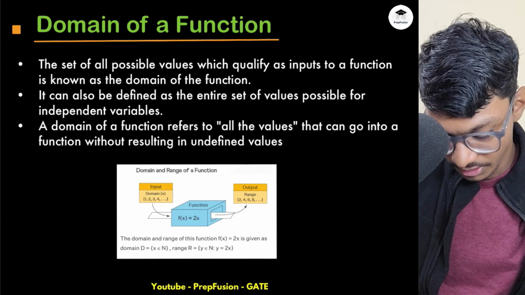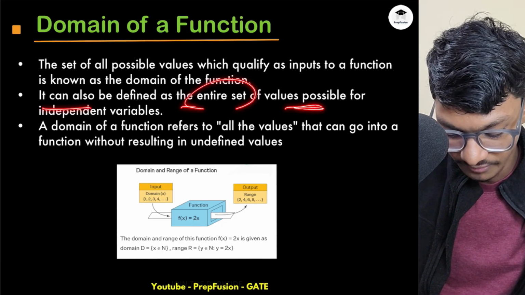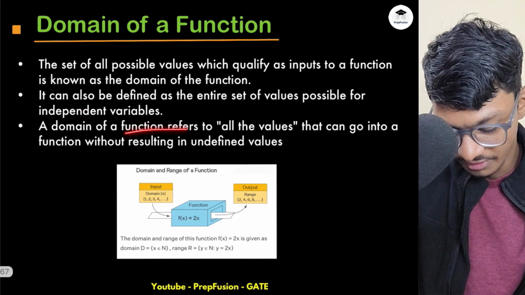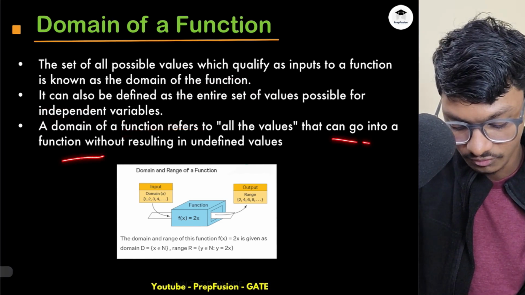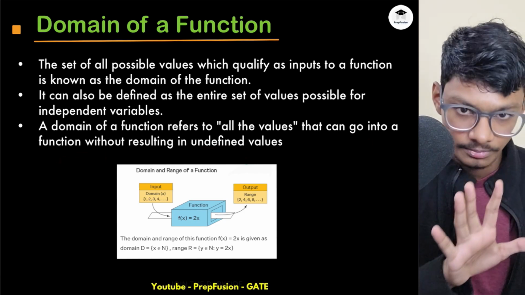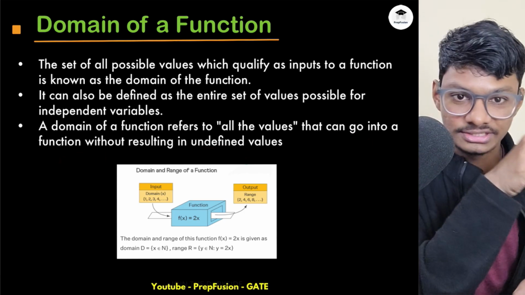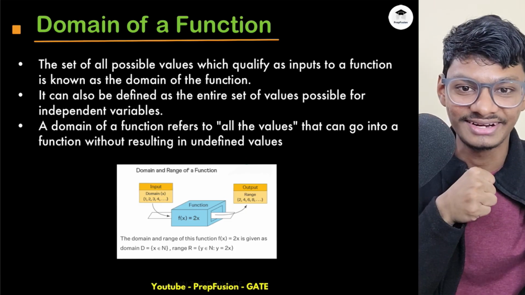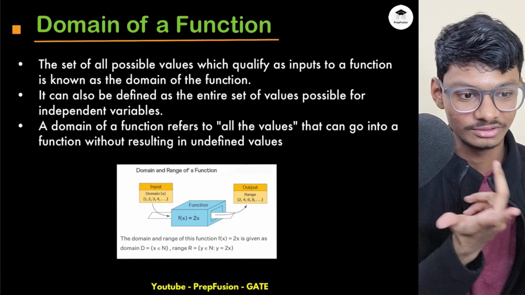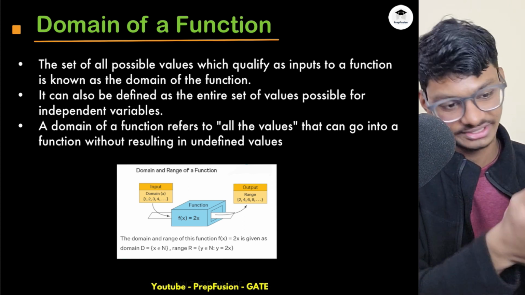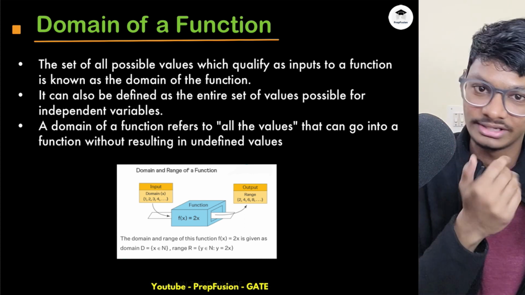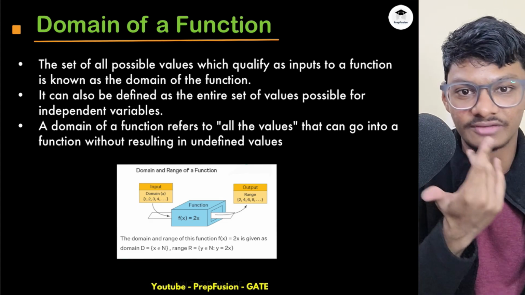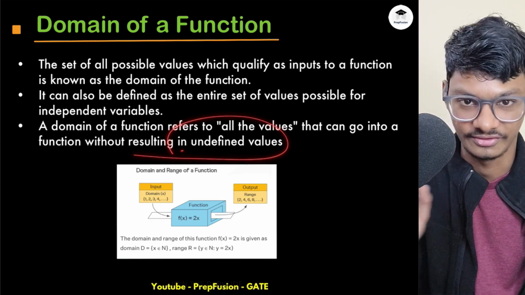Okay, so it can also be defined as the entire set of possible values for independent variables, basically the x values, right? The domain of a function refers to all the values that can go into a function without resulting in undefined values. Because let's say in a car you give 700 degrees input to the steering wheel, you rotate it 700 degrees, what will happen to the car? Undefined, we don't know, right? Because it won't respond to anything, because the steering wheel has already been broken, damaged, so we don't know what output the car will give. That's why it is known as undefined.